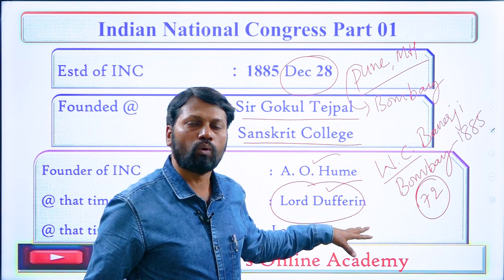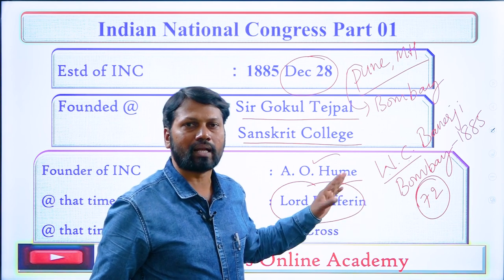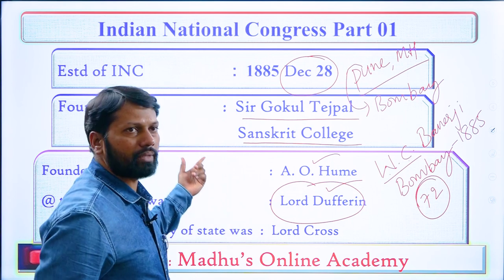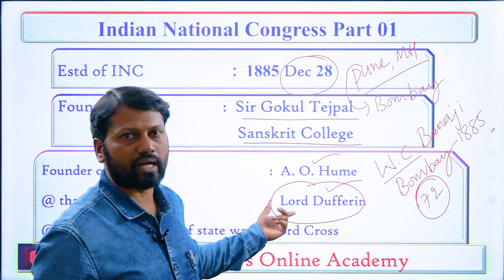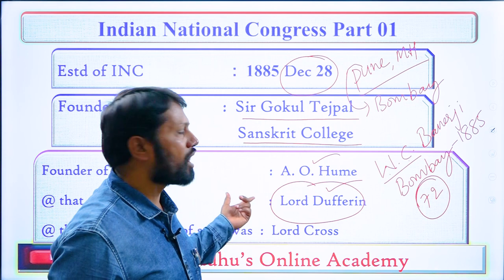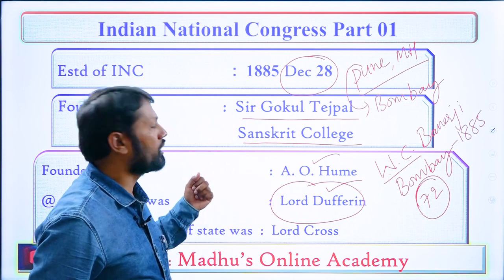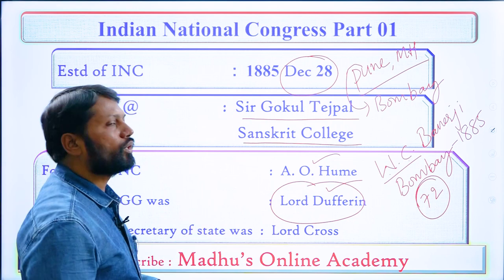It was attended by only 72 members. Later, the number increased, of course. At that time, the Governor General was Lord Dufferin and the Secretary of State was Lord Cross, and the founder of it was a retired British officer called Allan Octavian Hume.